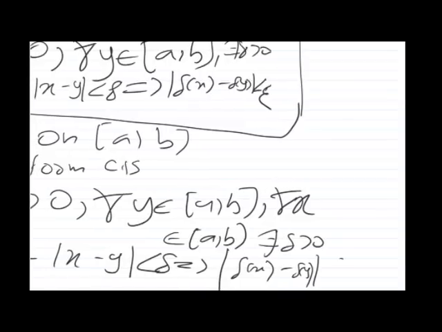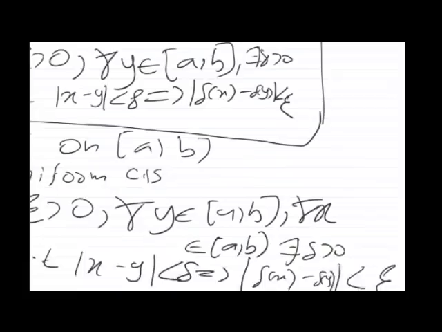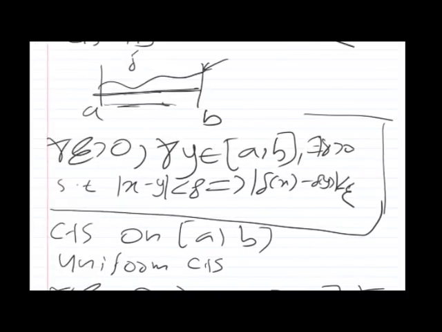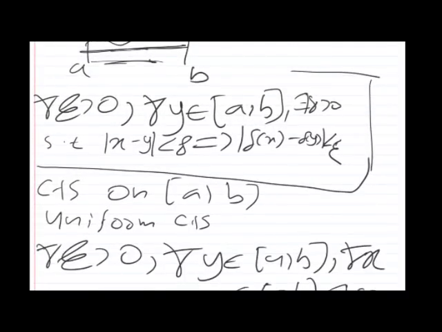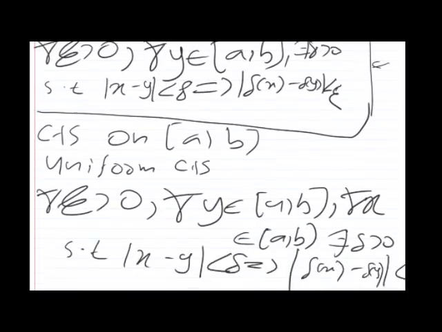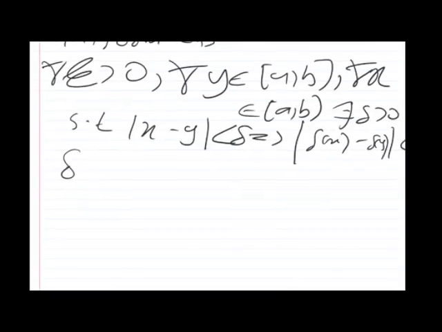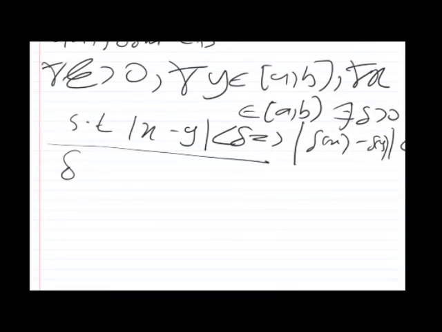The difference between these two definitions is that in the first one you are free to choose a different delta for different x values in that interval. But when you say a function is uniformly continuous, you can only have one delta to work with for all x values in this interval. It means something like that.